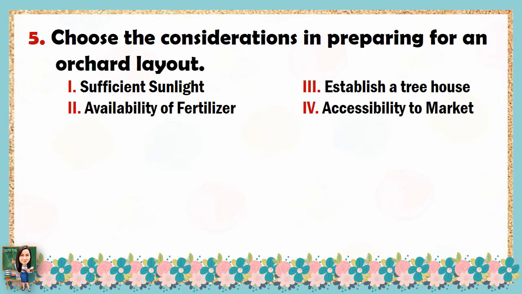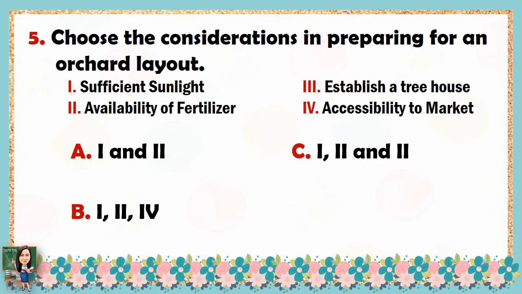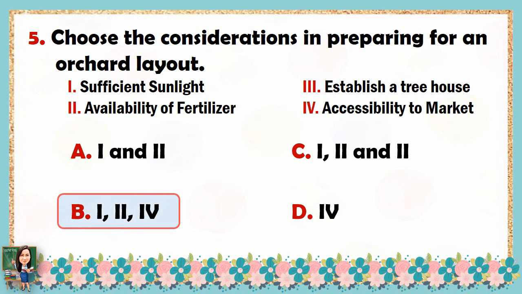And number 5, choose the considerations in preparing for an orchard layout. First, sufficient sunlight. Second, availability of fertilizer. Third, establish a tree house. Fourth, accessibility to market. What is the correct answer? Is it A, the first and second? B, first, second, and fourth? C, first, second, and third? D, fourth. What is the correct answer? Very good. The correct answer is letter B, first, second, and fourth.